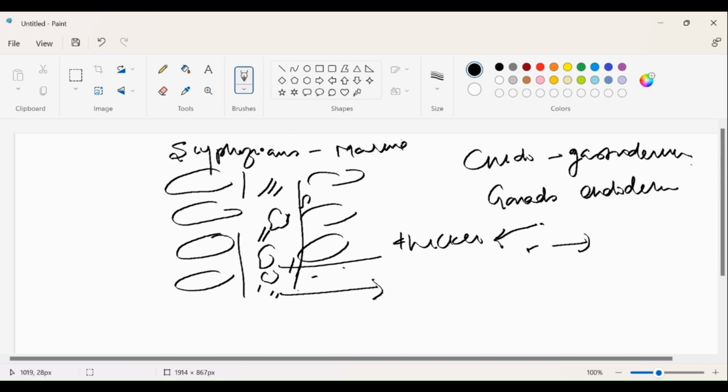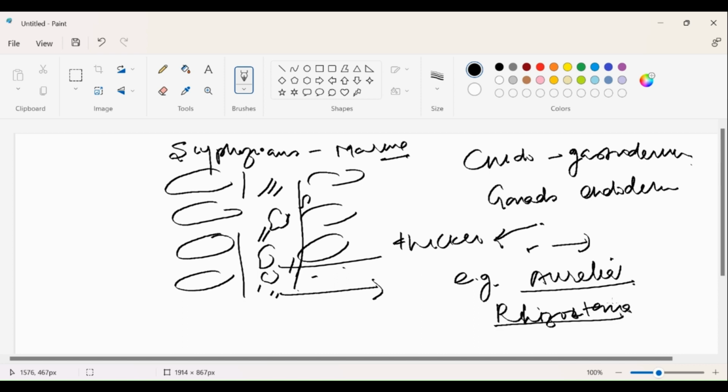They are marine. An example, Aurelia, that is your jellyfish. Then another one is the rhizostoma. It is the stalked one, otherwise medusoid. These are medusoid forms. There are certain other features.